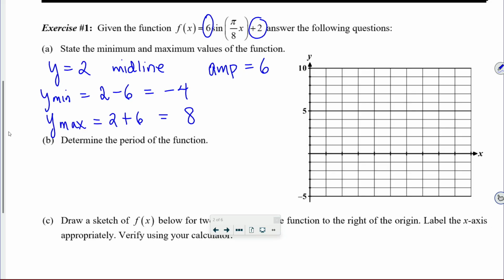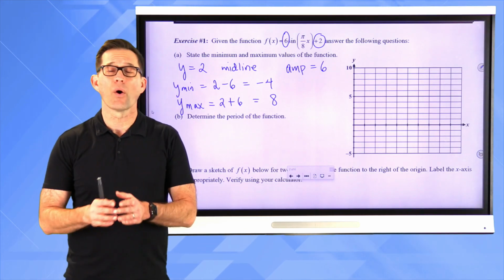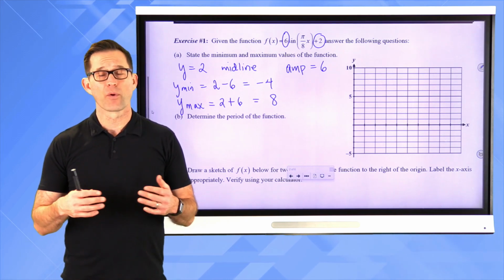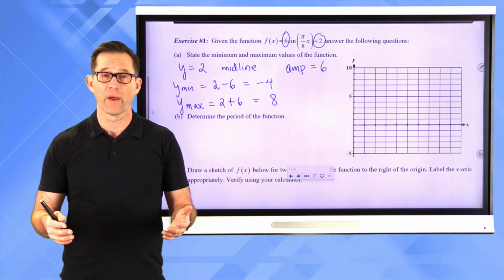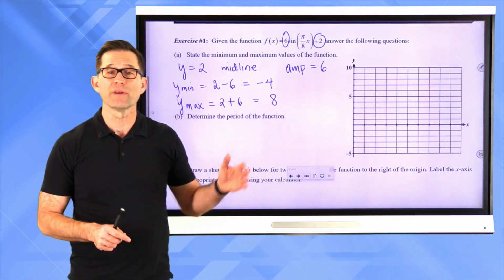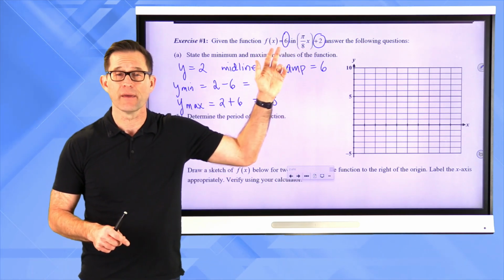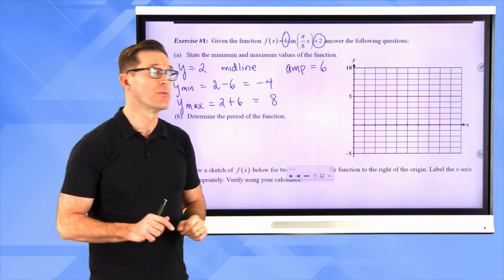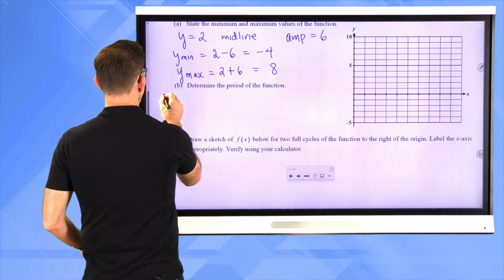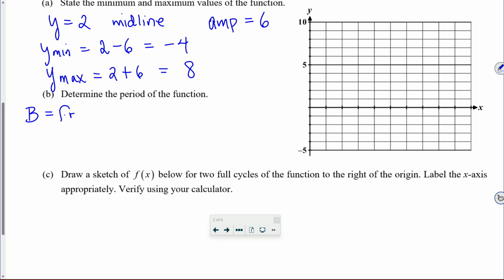Letter B. Determine the period of the function. Recall that the period is the horizontal distance that it will take for this curve to start to repeat its basic waveform. Now, the period doesn't really show up in the equation per se. What does show up in the equation is what's known as the frequency. B, which is known as the frequency, and you do need to know this terminology, is equal to pi over 8.